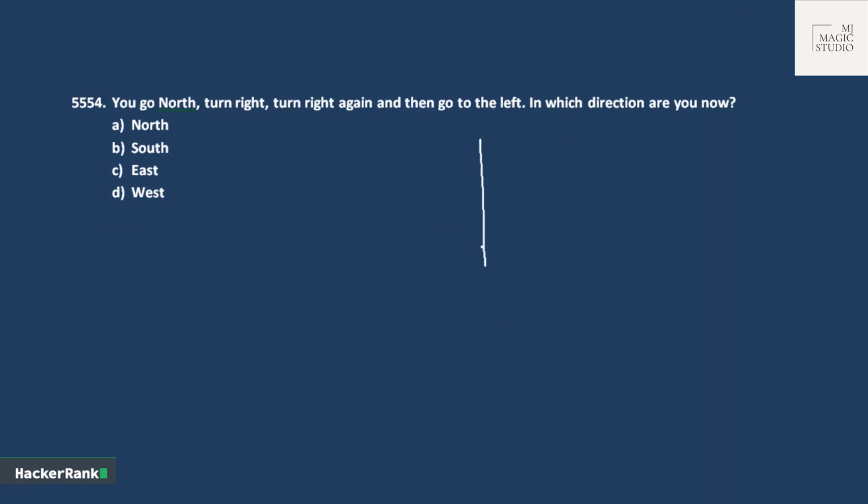Okay, another one from direction. Let me draw these up. North, south, east and west. Let I am here. I go north. Then turn right. Moving towards north, turning right means moving towards my right. Then turn right again. Now moving towards east and turning right means moving towards south. And then go to the left. Moving towards south and then going towards left means going towards east.